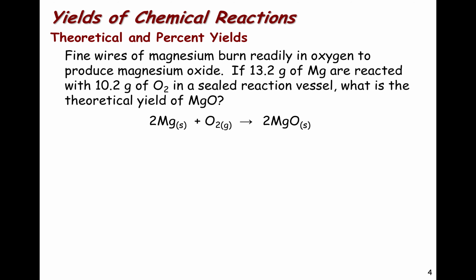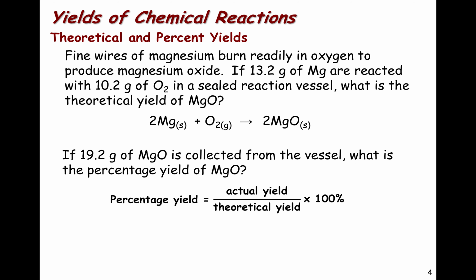So we can take this a step further and calculate our percent yield. If 19.2 grams of the magnesium oxide is collected from doing the reaction, the question becomes what is the percent yield for this chemical reaction. And remember that the formula for percent yield is the actual yield divided by the theoretical yield times 100.